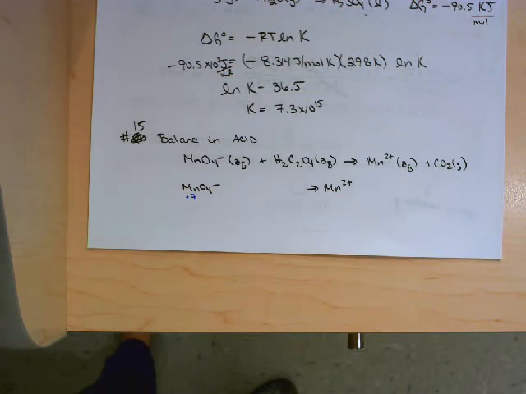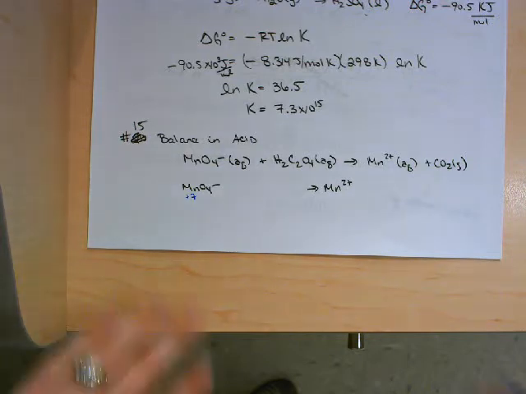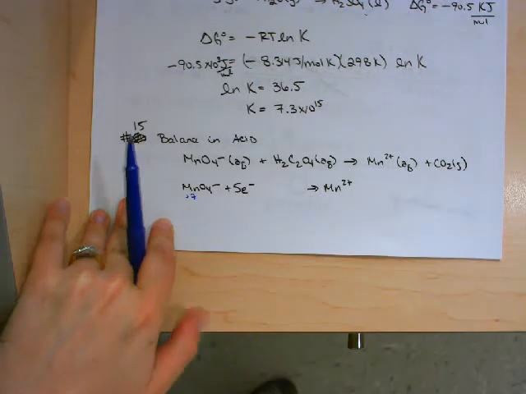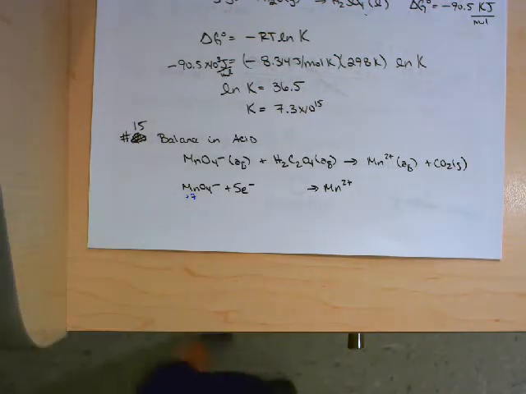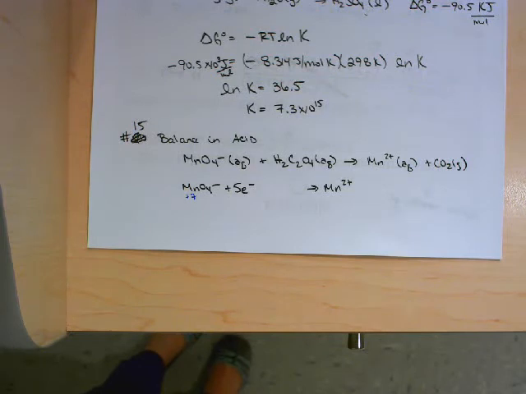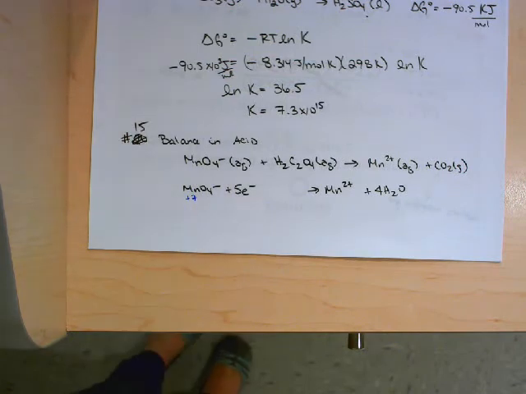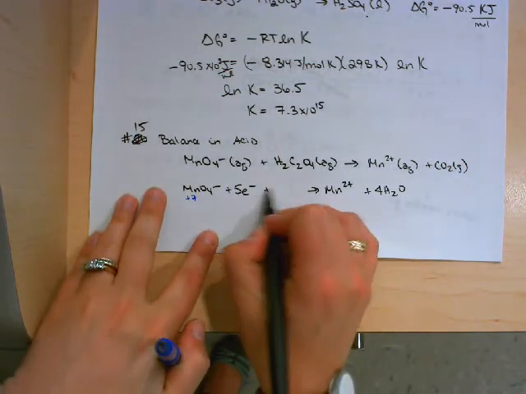Is that an oxidation or a reduction? Reduction by how many electrons? 5. Alright, so that takes care of the electrons. If I'm in acid, what are the 2 things I can add to my reactions to balance everybody out? Water and protons. What should I do first? I need to add 4 waters over here. Then what? 8 protons.